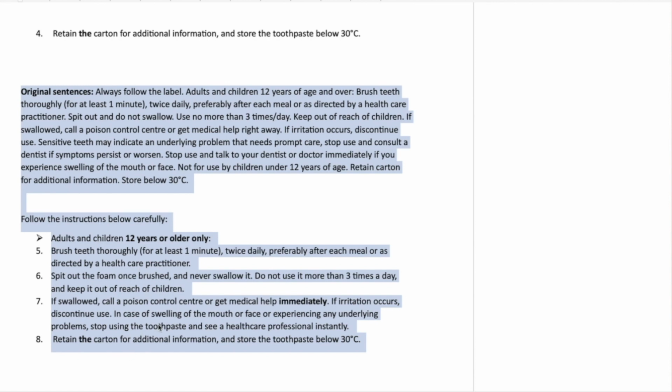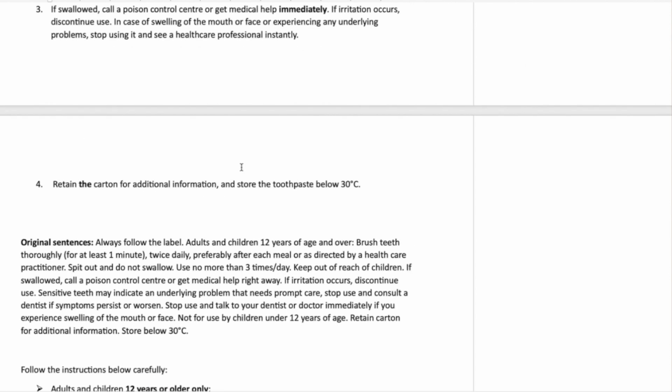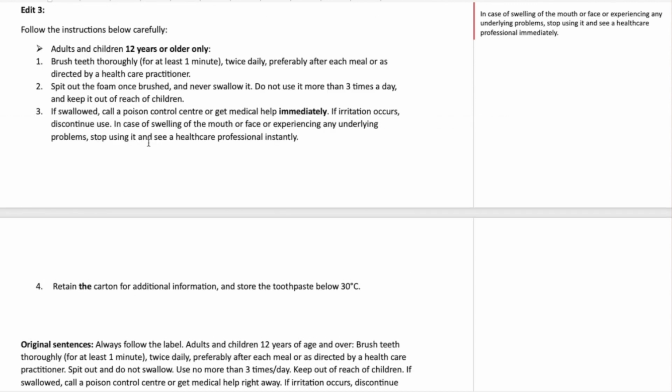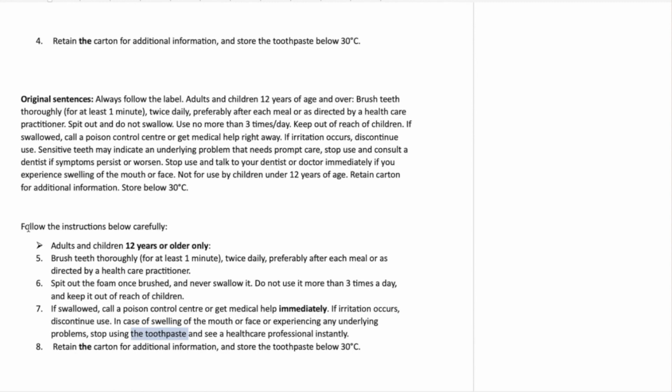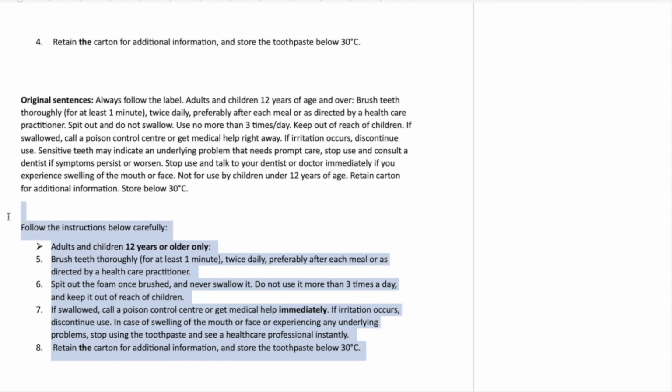So, and here in the final edit, I also said, stop using the toothpaste, whereas in edit number 3, stop using it. So instead of that, I said, stop using the product. Okay, so it's number 1, 2, 3, 4. Okay, so take a look at the original sentences, right? Here, as opposed to the final edit. All right. So here we go, ladies and gentlemen. This is interesting, no? So we fixed it here.